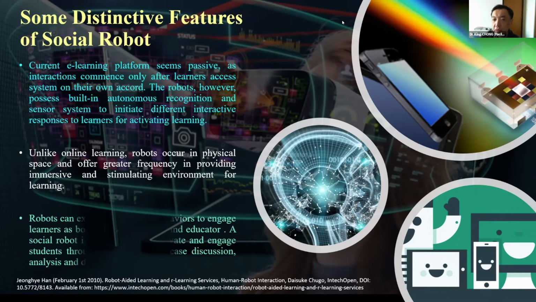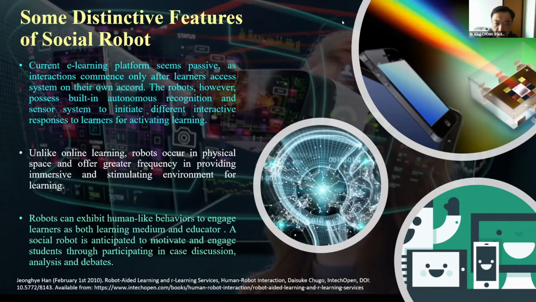Okay, and the last one is, to us, quite important: the robot can exhibit human-like behavior. In the latest slide you can see it looks like a human and can exhibit human-like behavior to engage learners, as both a learning medium. That means the robot can be just a medium or can be the educator. So we think a social robot is anticipated to motivate and engage students through participating in case discussion, analysis, and debate. So those are the three distinctive features for why we use the robot in the law courses.